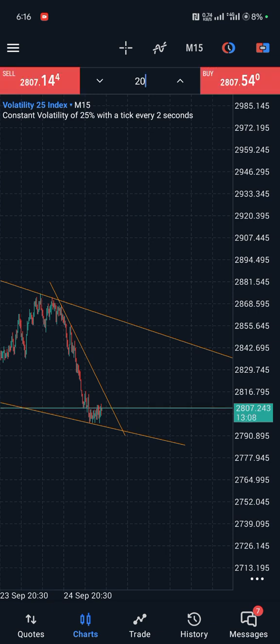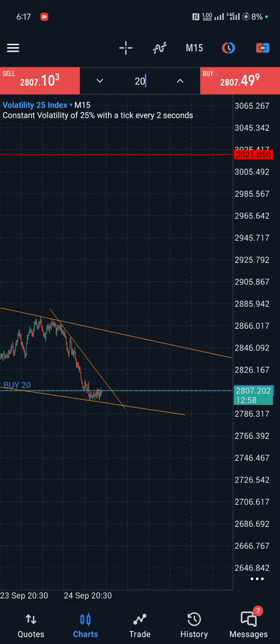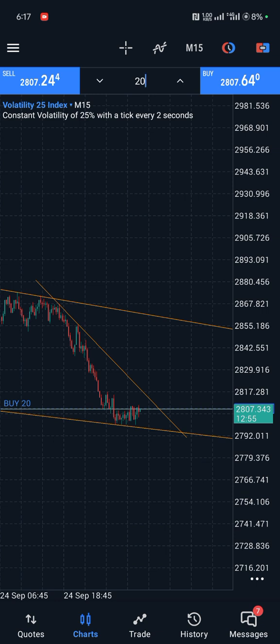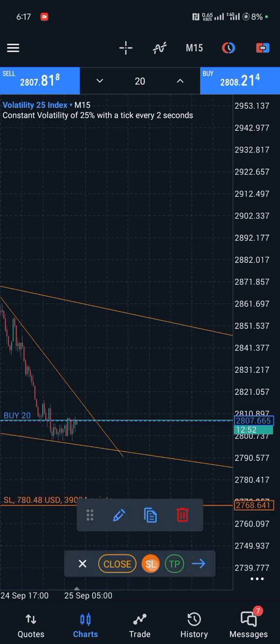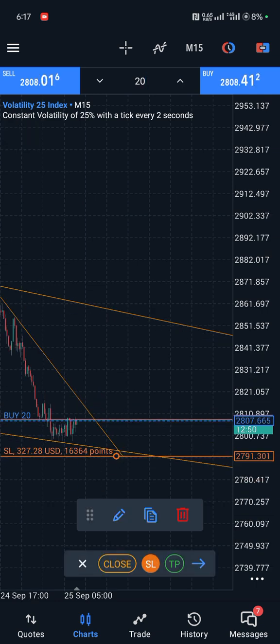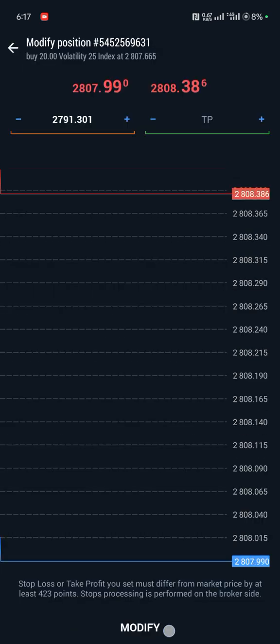I'm buying 20 lot size of volume 20 volatility 25. So what am I going to do? I press a buy here. Then what do I do from here? Now I'm in this market already. And let's say this is my stop loss. Let's put the stop loss there.